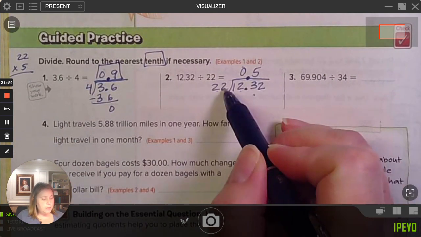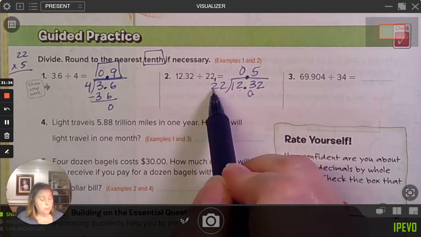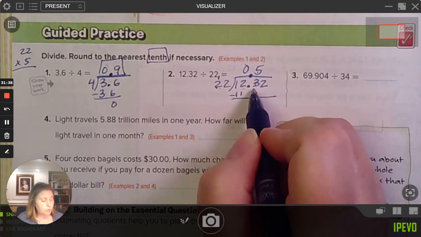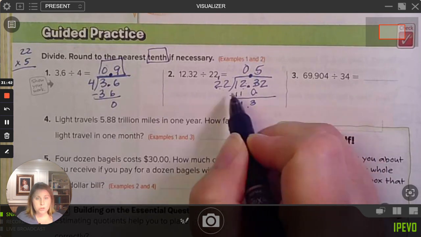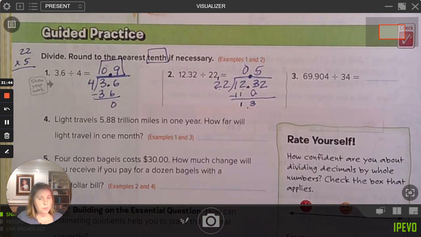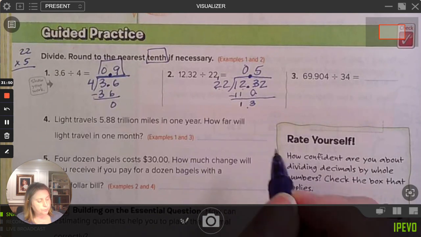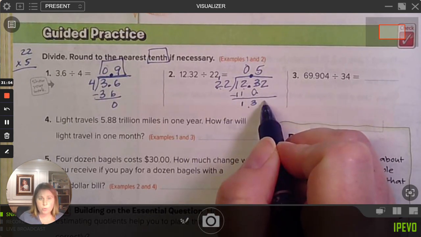So 5 times 2 is 10. Write the 0, carry the 1. 5 times 2 is 10, plus the 1 we carried is 11. And then we subtract. 3 minus 0 is 3. 2 minus 1 is 1. Okay, 13 is less than 22, so we divided correctly with the 5. That was correct. And if it weren't correct, we would just erase it and try again. Don't get frustrated. You're not going to get it perfectly right every time, okay?